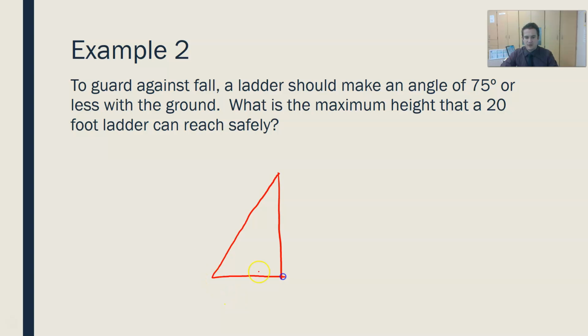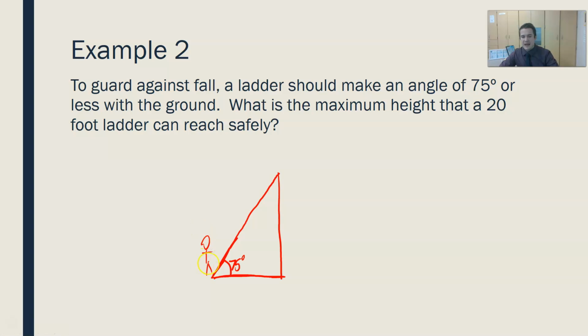Here's the ground. Here's Mr. Burrell about to climb up this ladder. So this ladder should make an angle of about 75 degrees or less with the ground. So here's my ladder. Here's the ground. So this angle can't be more than 75 degrees. It says, what is the maximum height that a 20-foot ladder can reach safely?